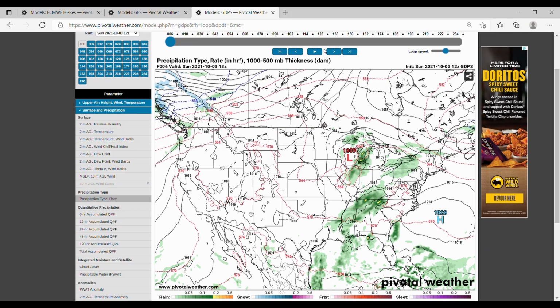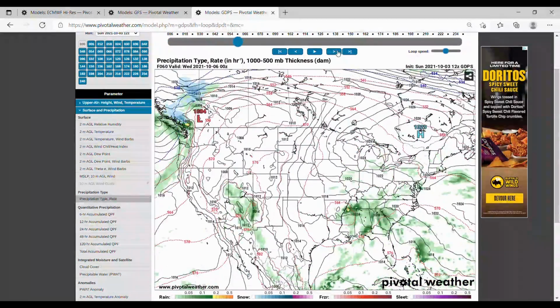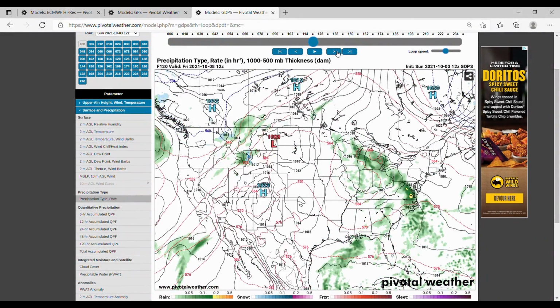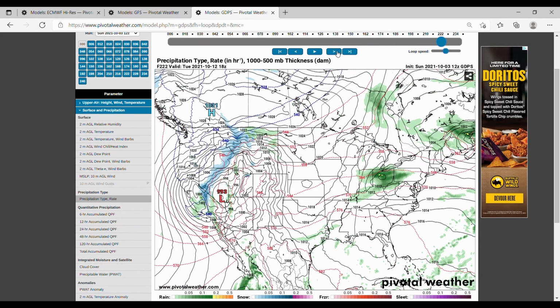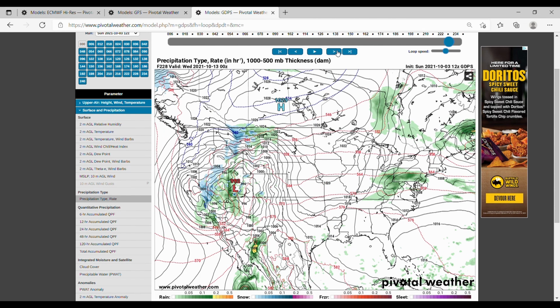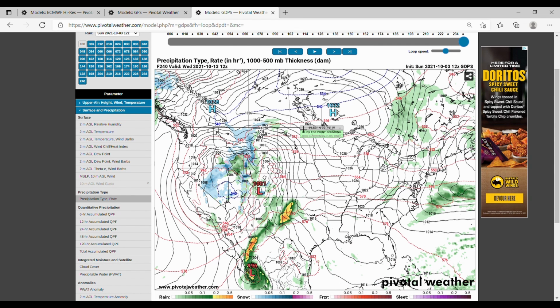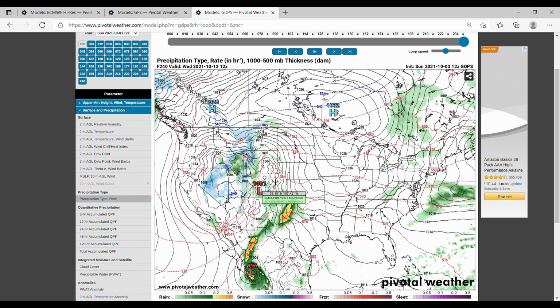Then we have the Canadian model, which also shows a snowstorm in the Rockies, but to a lesser degree. So it's showing some snow here on the western part of the Rockies, and that low pressure doesn't do much. It's 1001 millibars, so it's relatively weak, and you get some light to moderate snow, not much more than that.